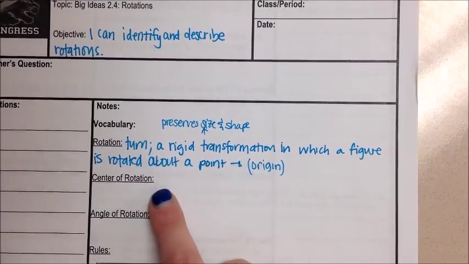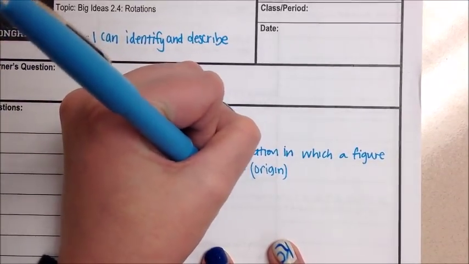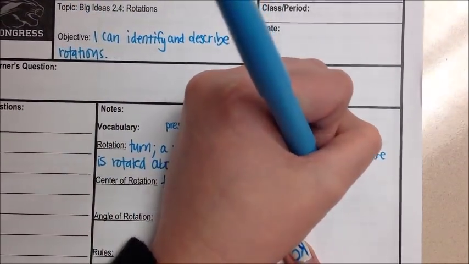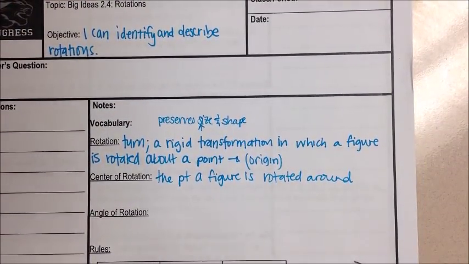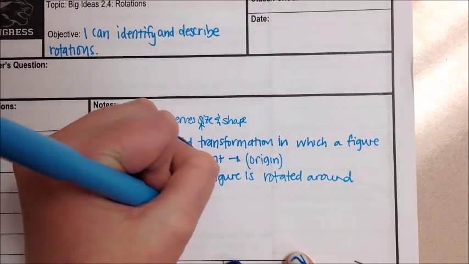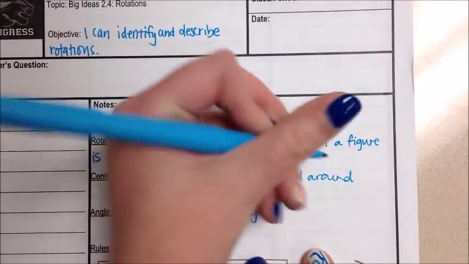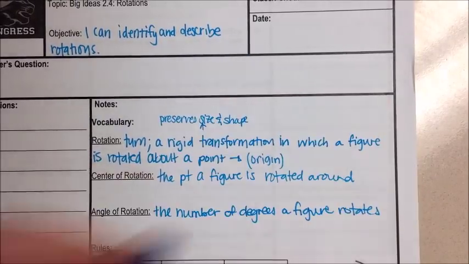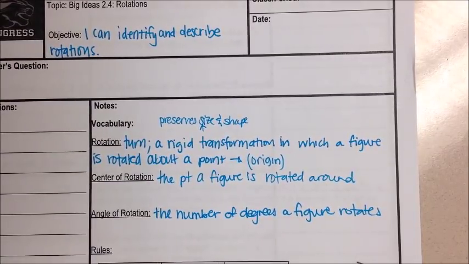Okay, the center of rotation is the point a figure is rotated around. Okay? And then the angle of rotation is the number of degrees a figure rotates.